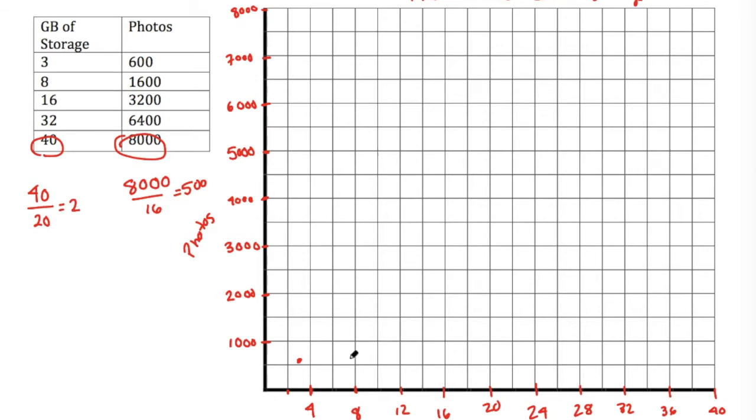Okay, next I'm going to go over to 8. Okay, that's one of our grid lines, and up to 1,600. Now this is 1,500, so 1,600 probably about there. 16 up to 32, so maybe about there. And then at 32 on the x, we're going to go all the way up to 6,400. So that line's 6,500, so we'll go just a little bit underneath that for 6,400. And then finally 40 with 8,000 right smack down dab in the upper left-hand corner.